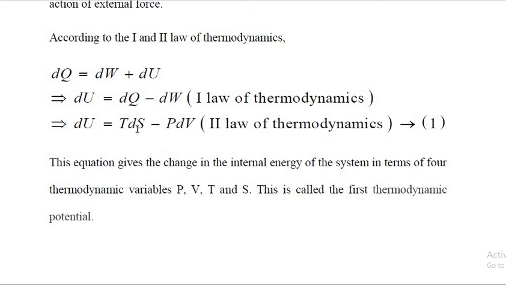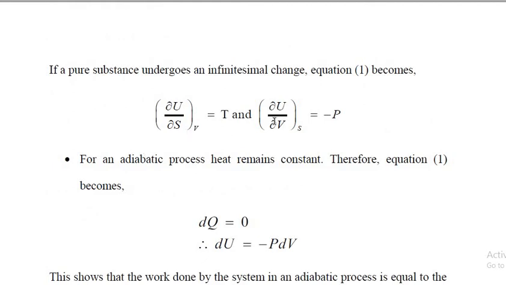So at constant S, the derivatives become partial. So you will have ∂U/∂V at constant S is equal to minus P. Okay, ∂U/∂V at constant S is equal to minus P.